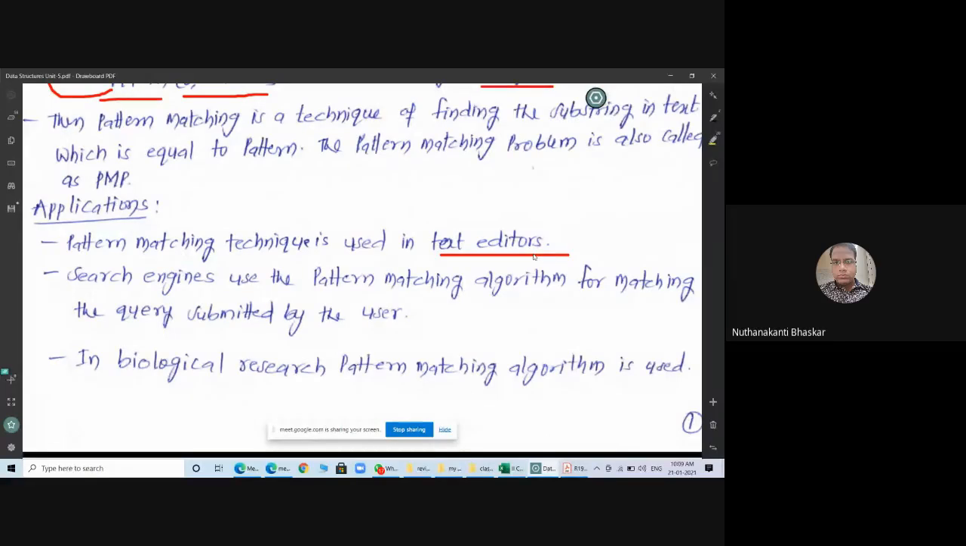Next, search engines. Already I told you Google and Bing, all these are search engines. We can use those search engines. Those search engines also use this pattern matching. Clear? Because whenever you want to search something, you can search in Google or Bing or any search engine. It is going to show some related results. Based on those results, you are going to find exactly what that meaning is or everything. Clear this?